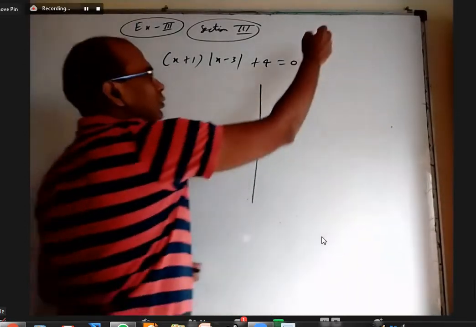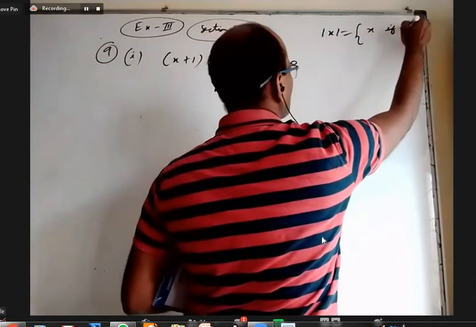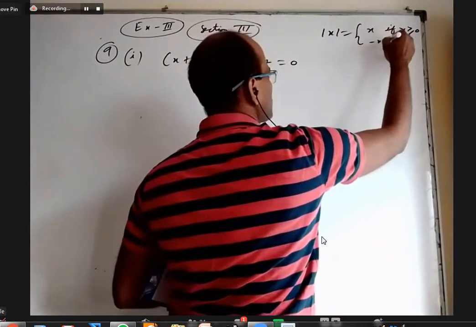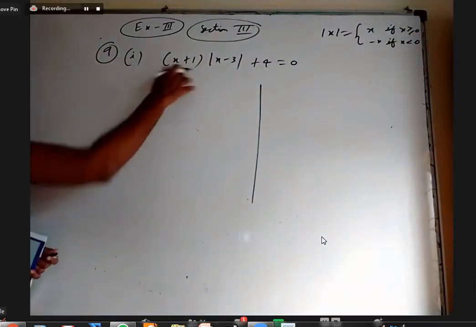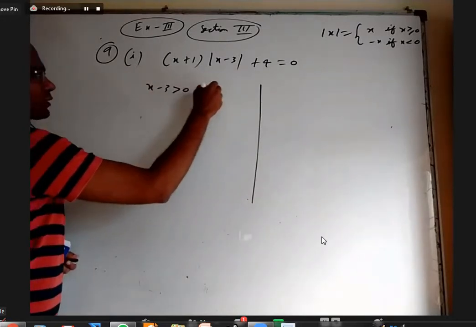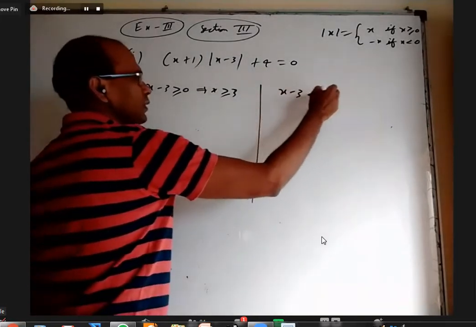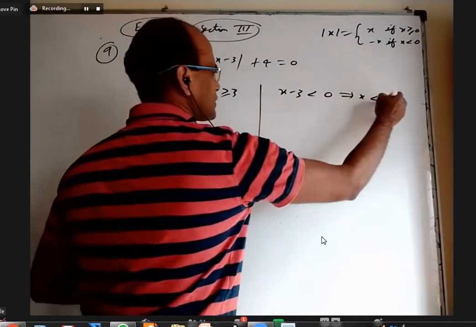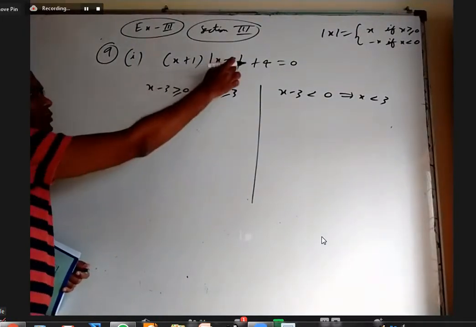All of you know the definition of mod x: it is equal to x if x is greater than or equal to 0, and minus x if x is less than 0. This is the definition of mod. In the same way, let us take x minus 3 greater than or equal to 0, that is x greater than or equal to 3, and x minus 3 less than 0, which is x less than 3.